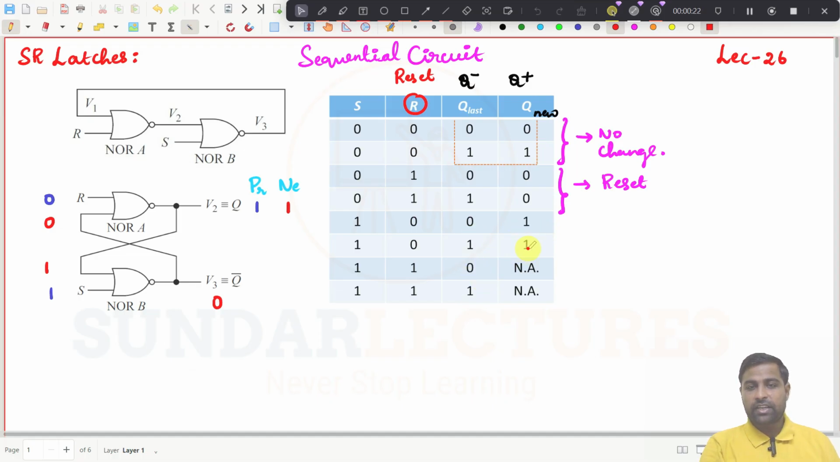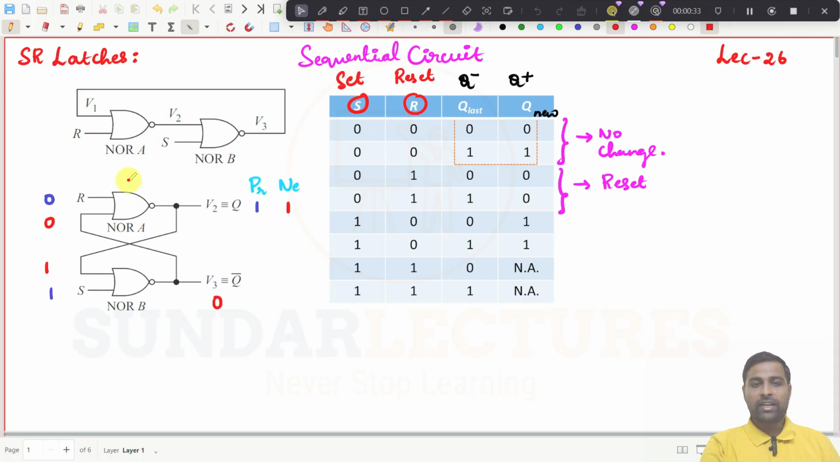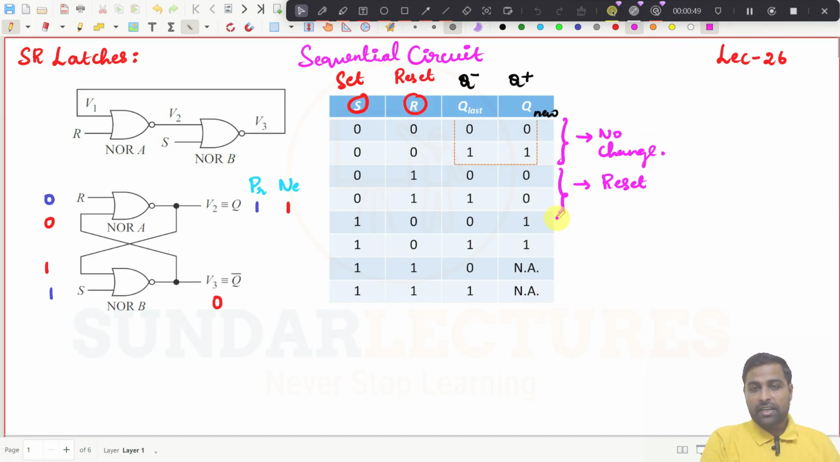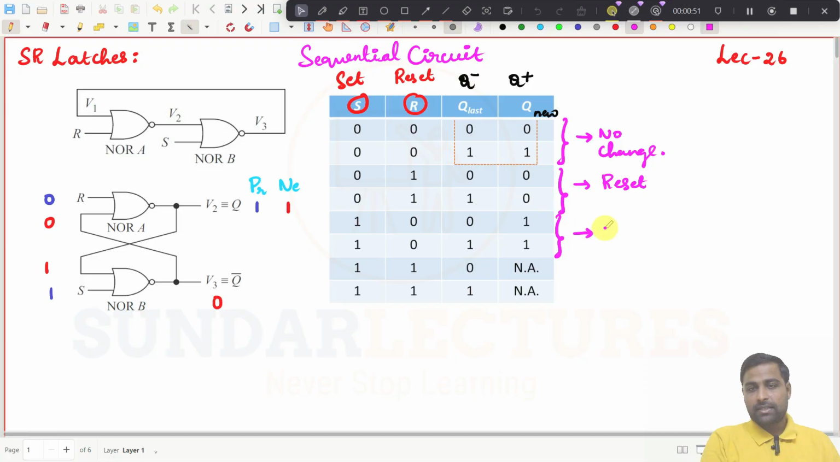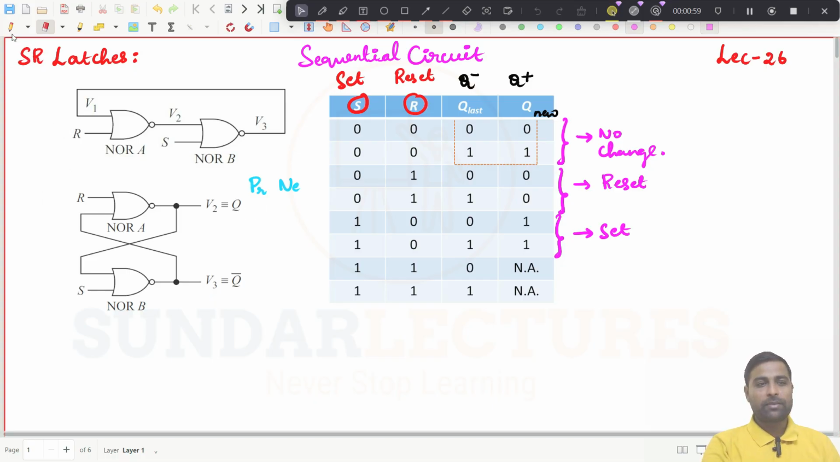See, that is what we have written here. So 1 0, if the present state is 1, the next state will also be 1. So this condition we generally call the set condition. That is why S is here. So when S is equal to 1, the output will always be 1. When R is equal to 1, the output will always be 0. So this condition we generally call set. Try to understand, right?